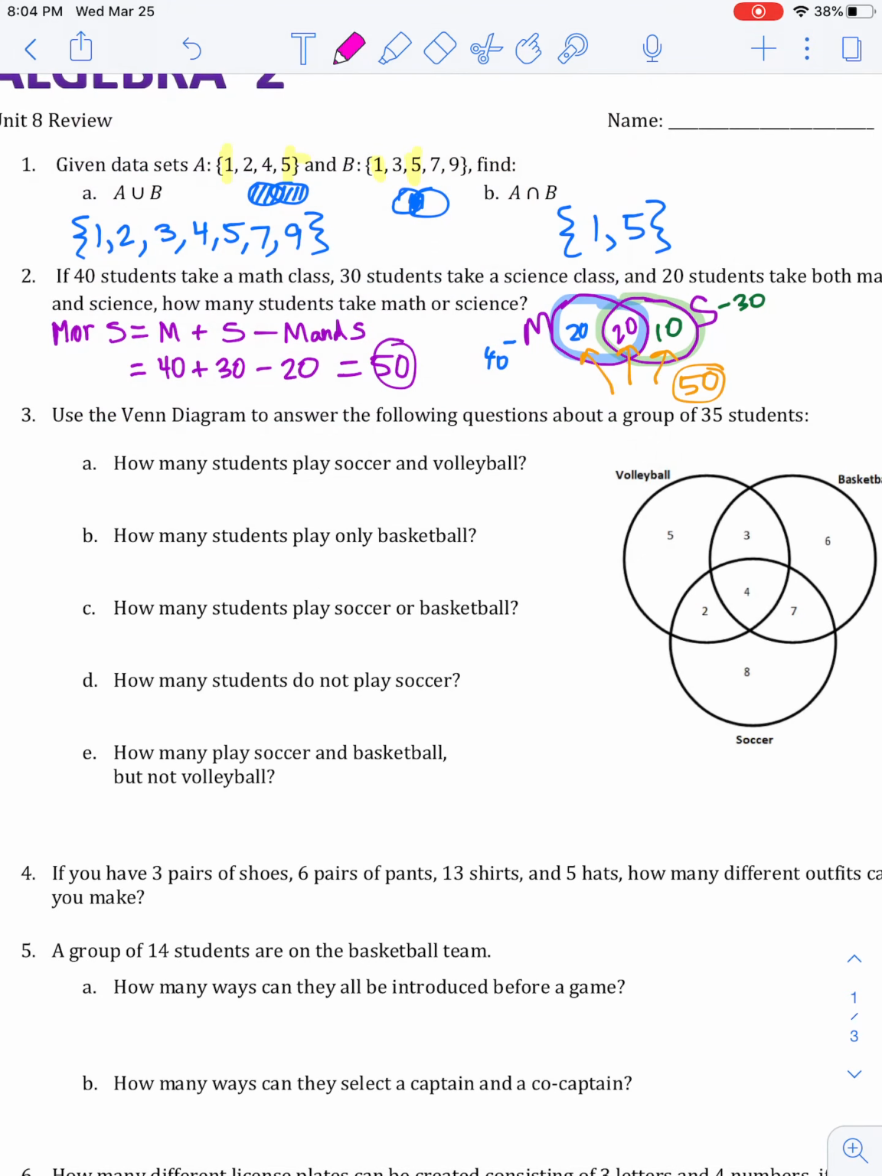All right, moving on to number 3. It says, use the Venn diagram to answer the following questions about a group of 35 students. So we have 5 questions and they all are saying how many. So we're getting numbers, not probabilities where we have to divide by 35 and make it fractions, because it just says how many. So how many students play soccer and volleyball?